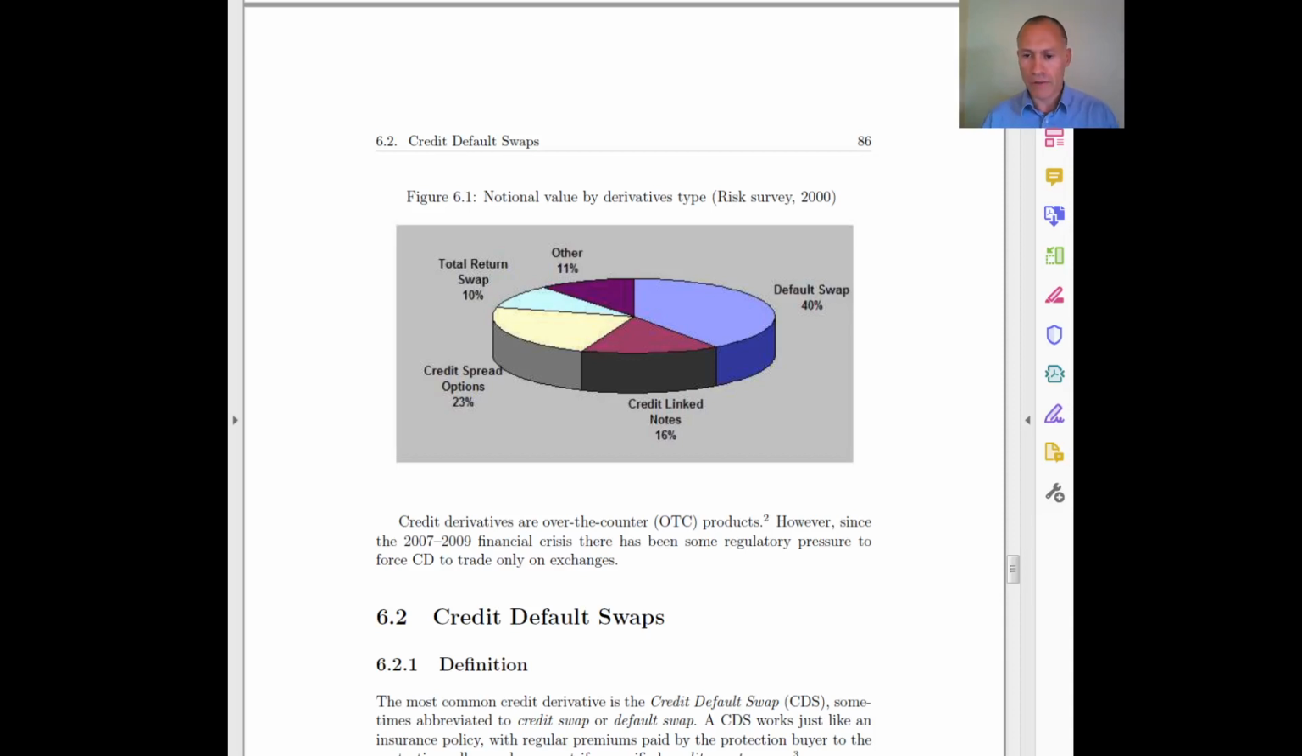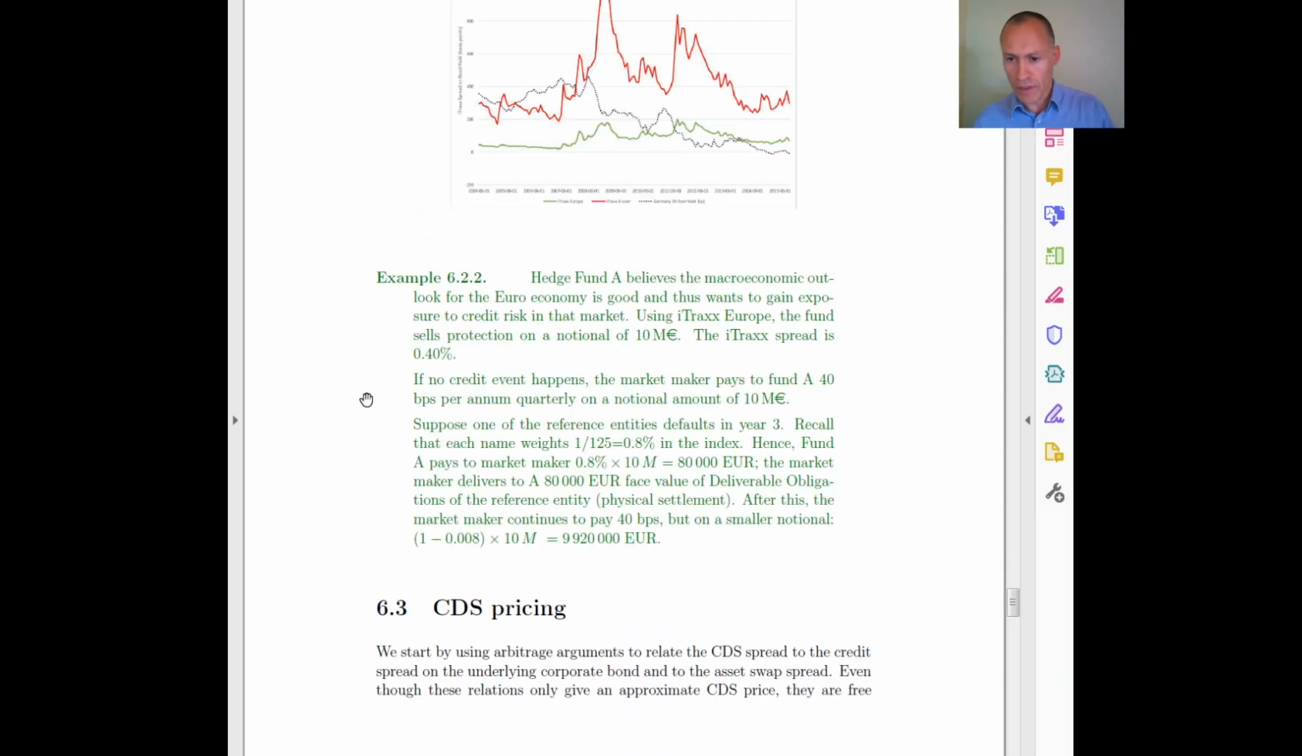Hello again. We're now going to talk about the remaining credit derivatives. So these three credit derivatives here, we're going to spend a little bit more time on credit spread options and then just briefly mention how total return swaps and credit linked notes work. Okay, so let's start with credit spread options.